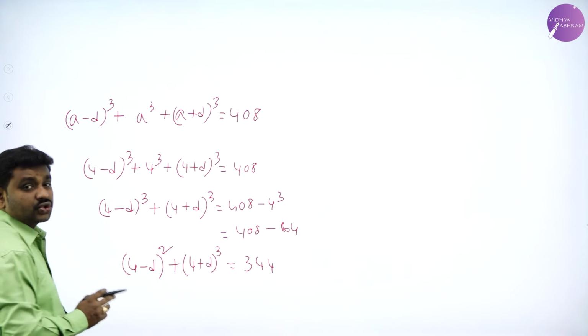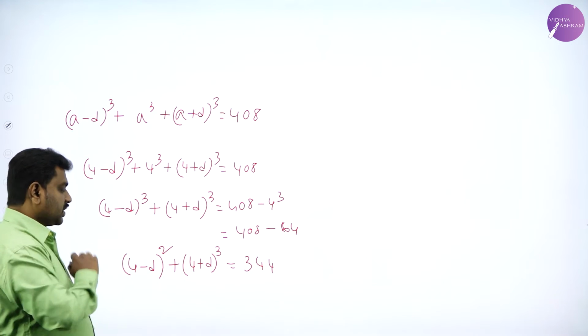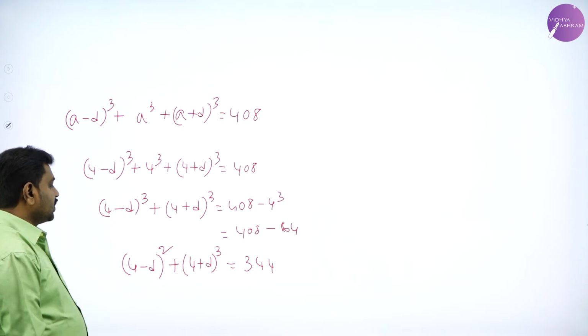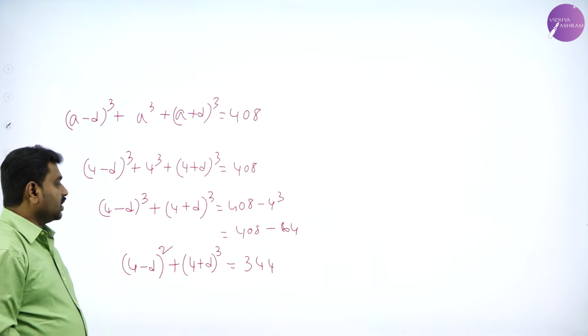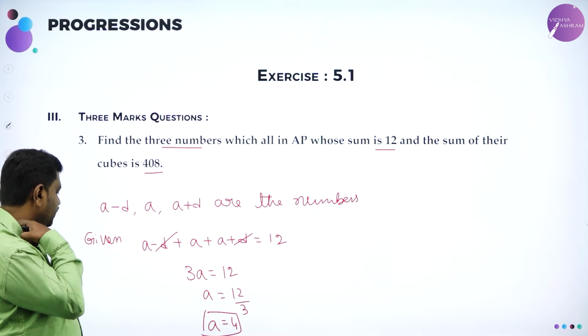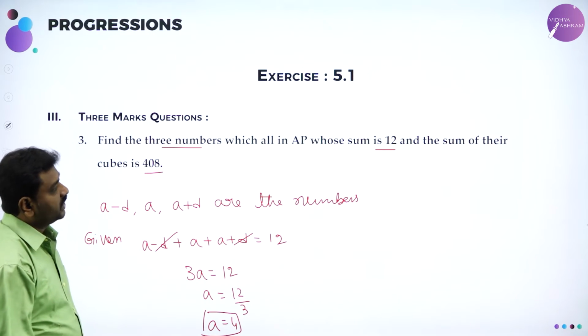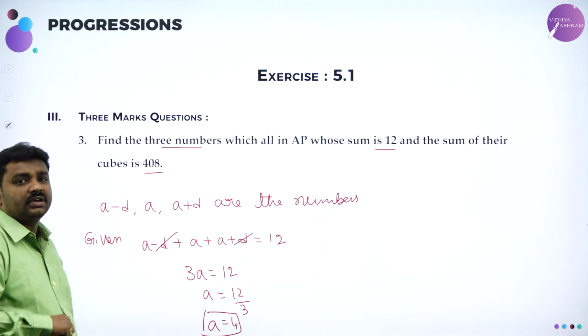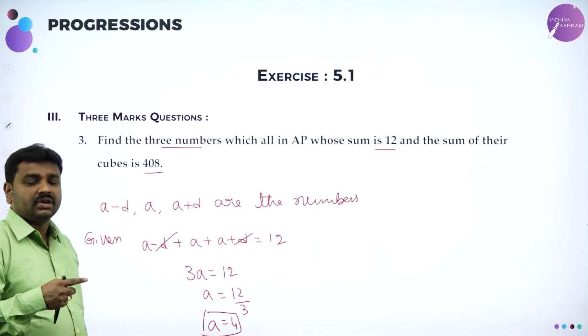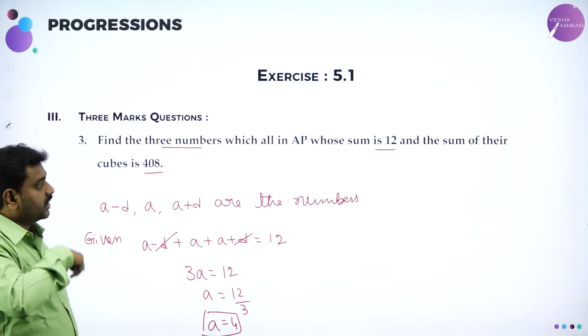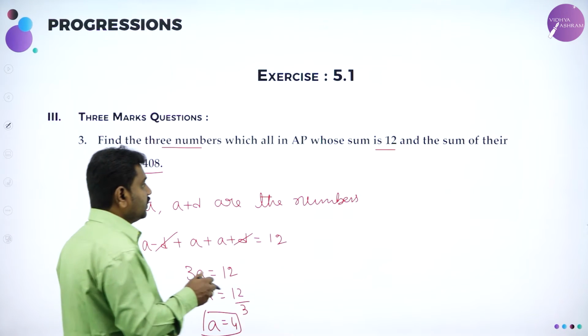Now your task is to solve the cubes or do inspection. Start with the common difference as 1. If I take common difference as 1, here only we can understand: 4, 5, 6. We will not get the sum 12 that way. 4 plus 5, what is 4 plus 5? 9. 9 plus 1, so 4, 5, 6 sums to 15.